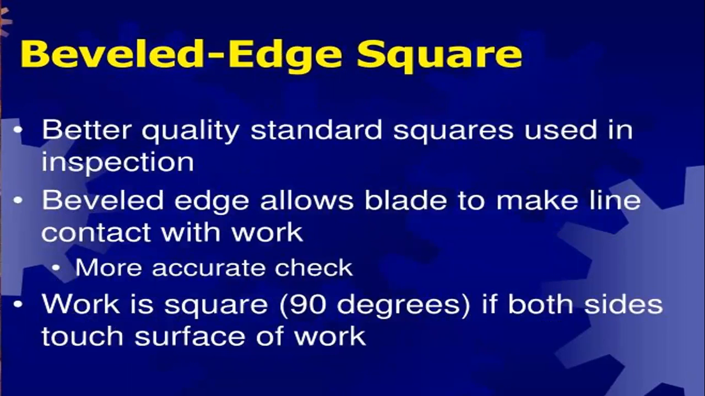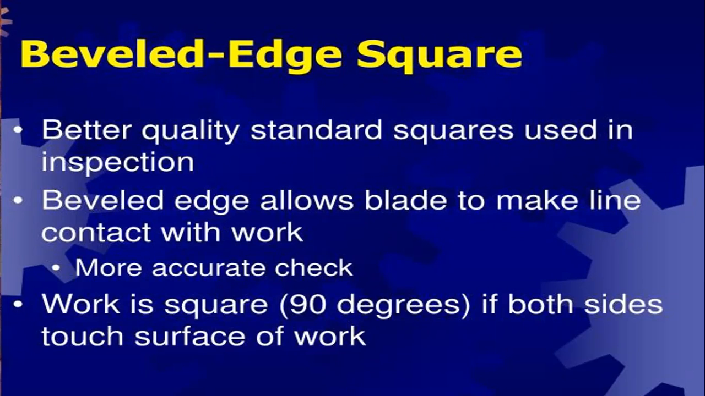Next one is the beveled edged square. These beveled edged squares have been used for the better quality standard squares which are used in the inspection. So these are used in the inspection for better quality of inspection. So these are highly used in the quality standards only.